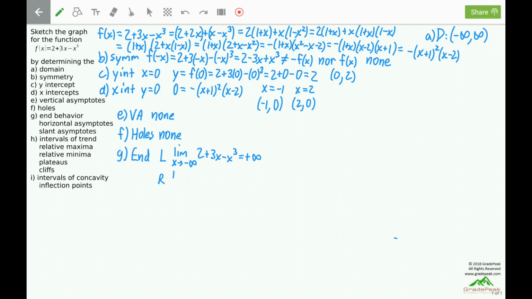Right end behavior can be determined by taking the limit as x approaches positive infinity of the original function. Only the highest power term matters here. Positive infinity cubed is positive infinity times the negative will be negative infinity.